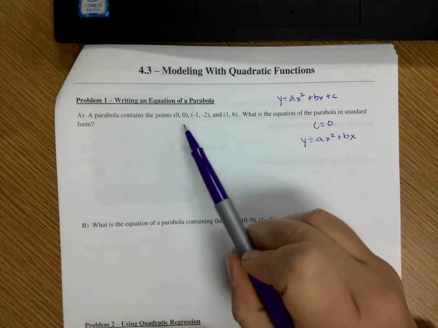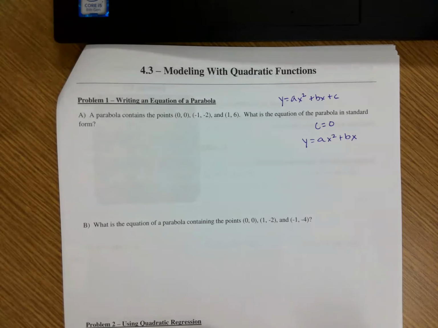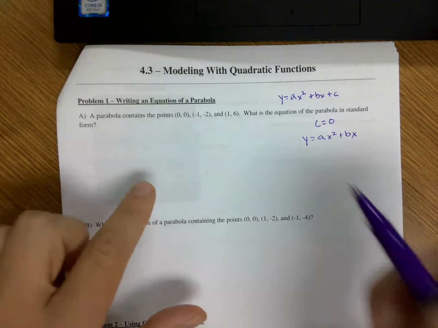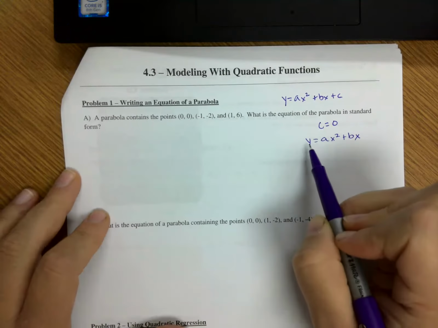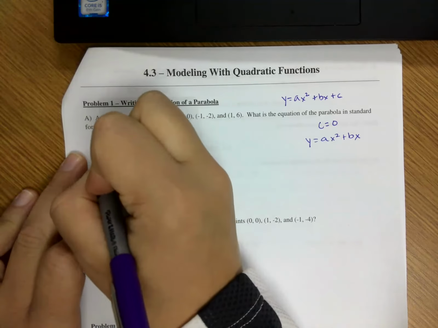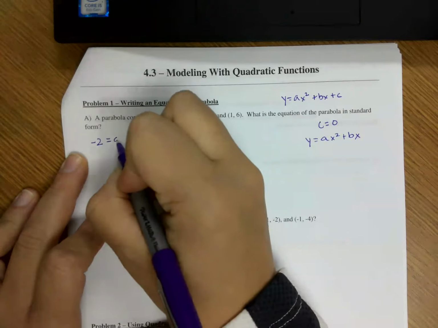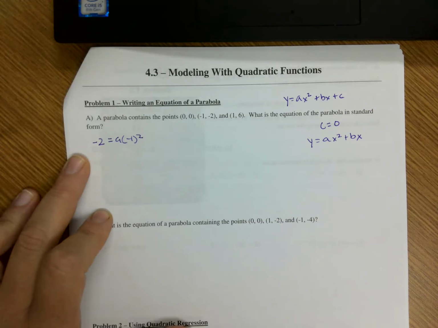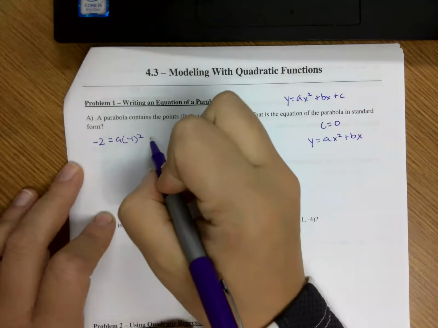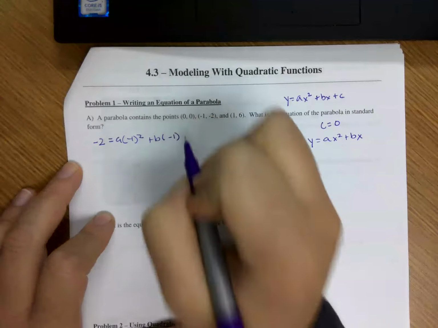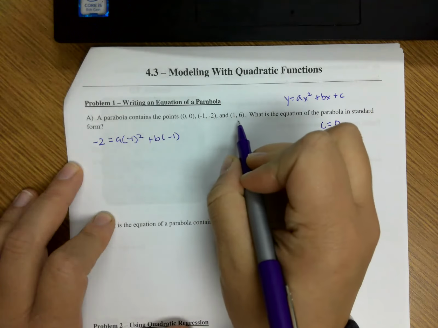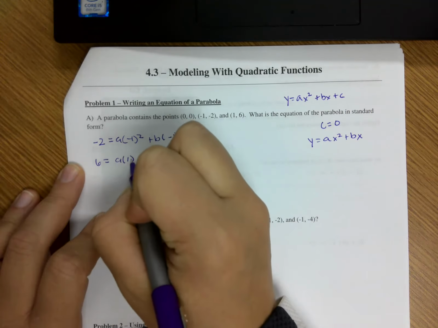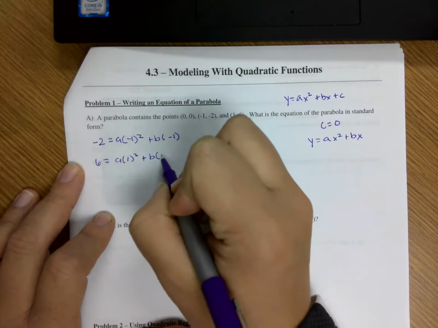Since we know C is 0 because of that y-intercept, I can use these 2 points because this is my x and this is my y. So when I plug this in, I'm going to have 2 separate equations. So this first point, if I plug it into this equation, it says y equals a times x squared plus b times x. I can also do that for this point. So now my y is 6. So 6 equals a times x squared plus b times x.